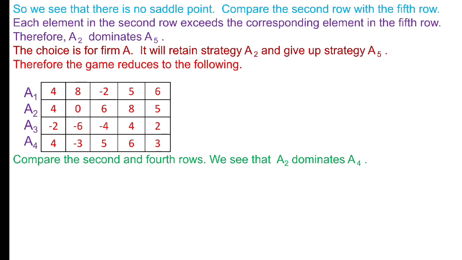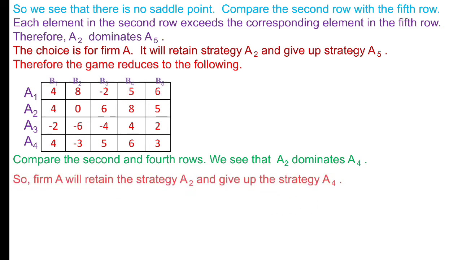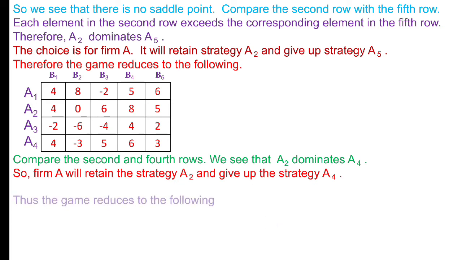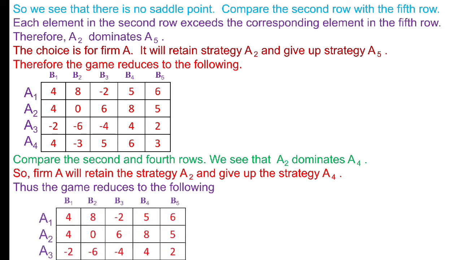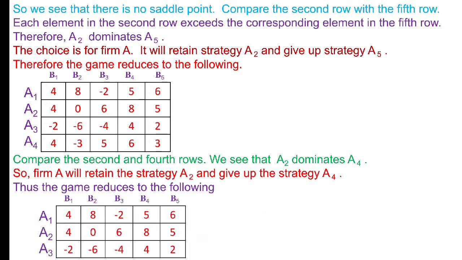Then compare the second and fourth rows. You see that A2 dominates A4, because all the A2 elements are greater than or equal to the A4 elements. Therefore, row A4 will be deleted. So the reduced matrix after deleting A4 gives us A1, A2, A3.